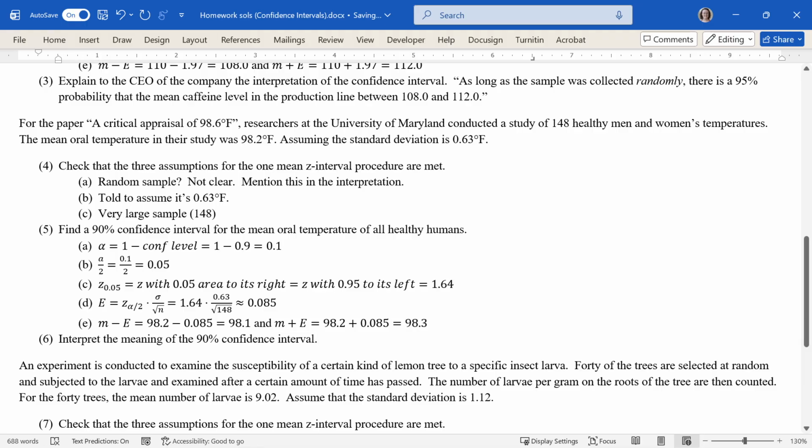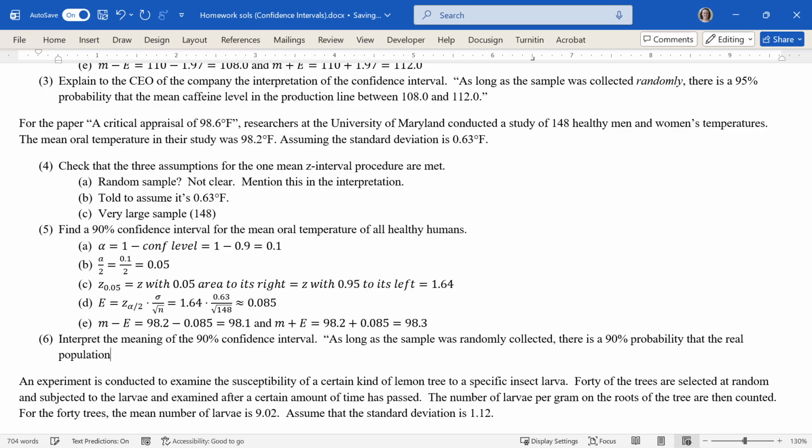Now we interpret the meaning of this interval. So I need to circle back and check and mention any assumptions that were not fulfilled. So the random sample was really not clear. So I'm going to make a note about that. As long as the sample was randomly collected, there is a 90% probability that the real population mean is between 98.1 and 98.3. So apparently not 98.6.